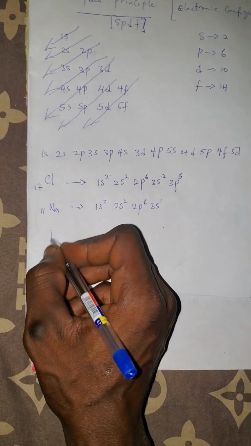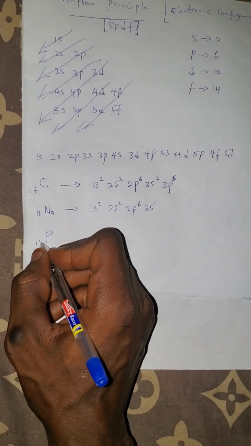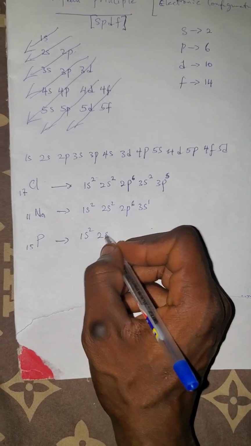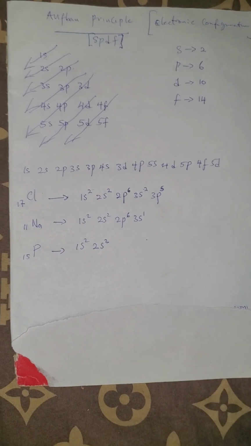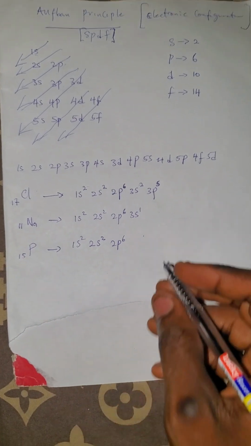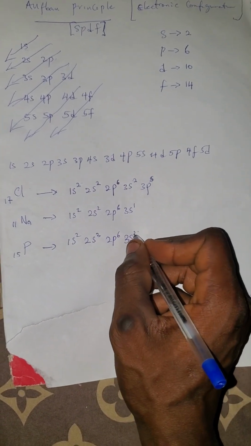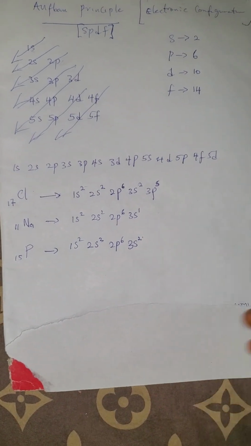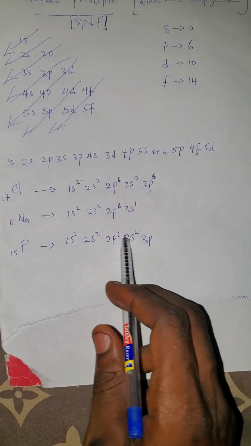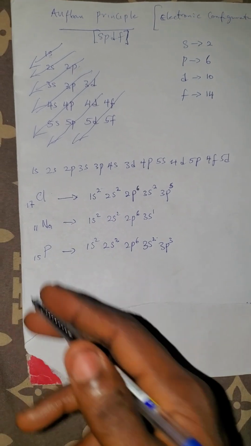Let's look at another example. We have phosphorus, and phosphorus is 15. That will be 1s, the highest is 2, 2s, the highest that s can contain is 2, and 2p, the highest that p can contain is 6. This makes 10. Then we need 5 more. The next one will be 3s, and the highest it can contain is 2. This makes 12. So out of 15, we need 3 more, and the next one will be 3p. Since this already makes 12, we need 3 more to make it 15. So that shows the electronic configuration of phosphorus.